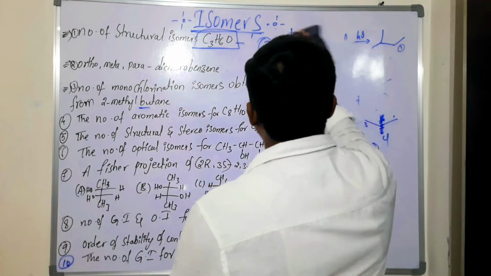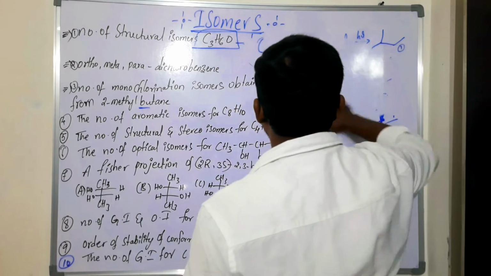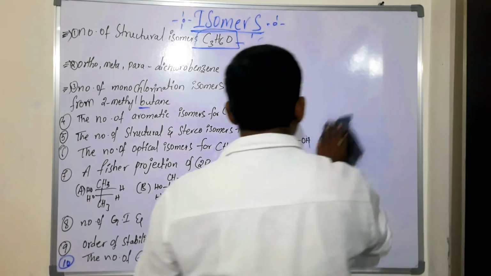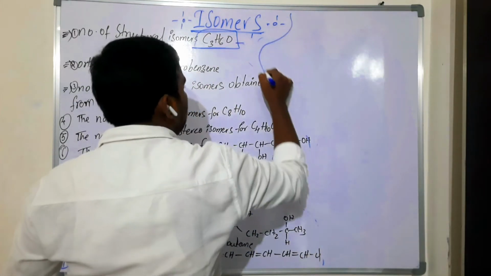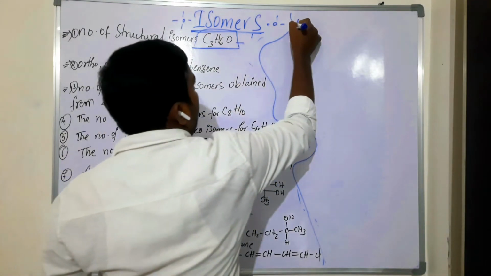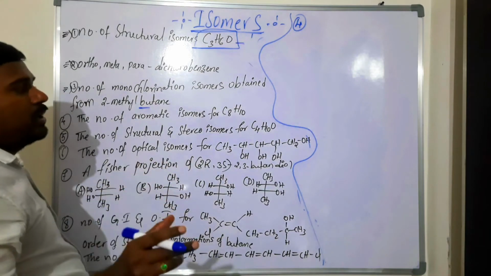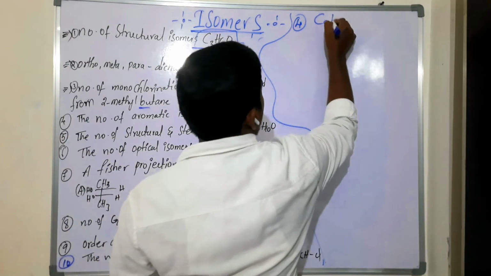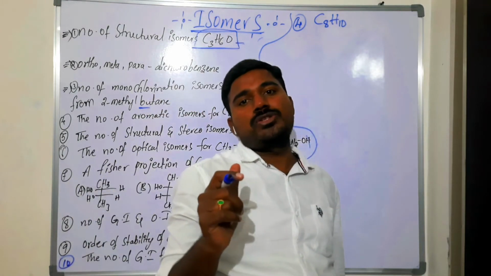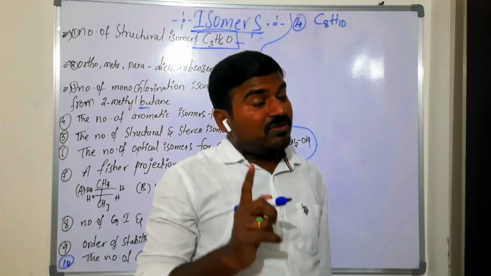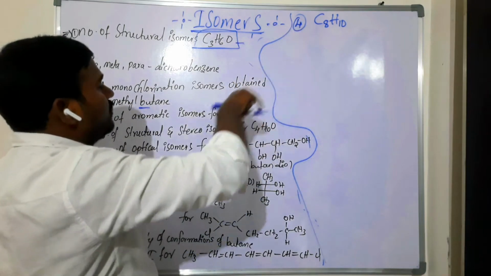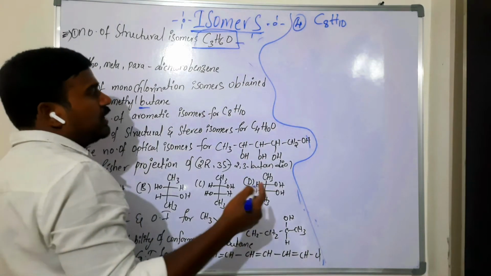Now next, the number of aromatic isomers in the case of C8H10. Question number 4. What are they saying? The number of aromatic isomers for C8H10. Whenever the ratio between carbon atoms and hydrogen is nearly equal to 1, then definitely it is an aromatic compound, so it won't form an aliphatic compound. They are asking for aromatic isomers of C8H10.